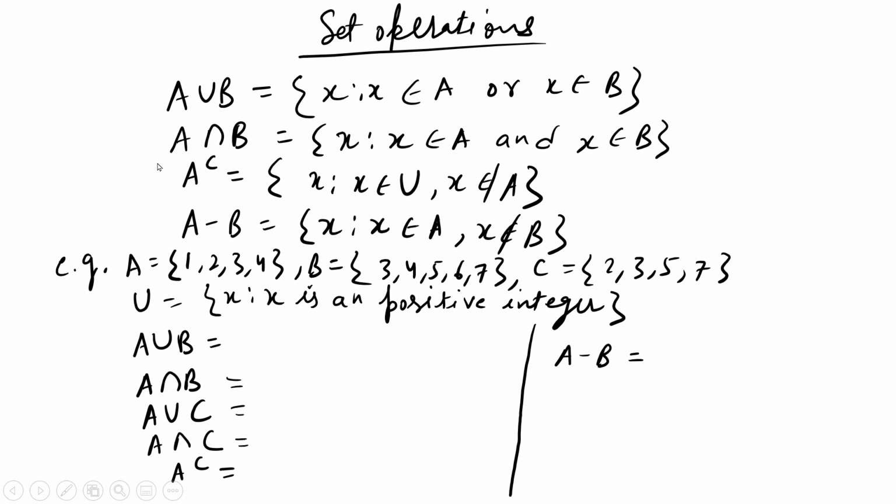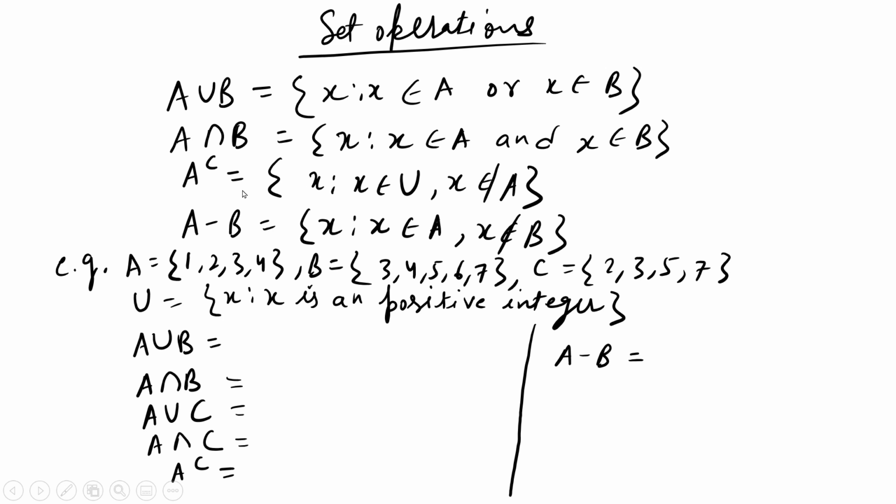Another definition is A intersection B. A intersection B is the set of x such that x is in A and x is in B. That means A intersection B is a set of the elements which are common, which are in A and which are in B.